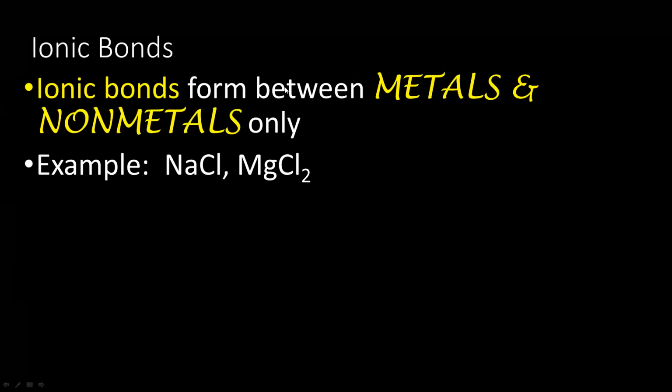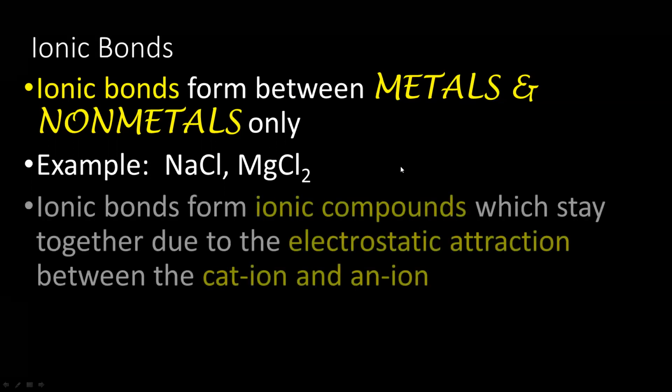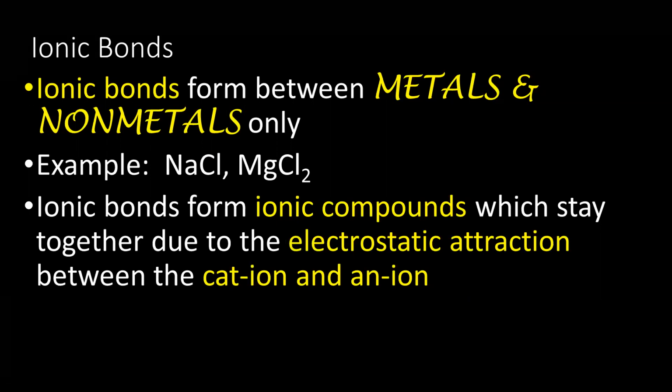Sodium chloride is the biggest example, but we got magnesium chloride as well. They don't all have to be chlorides, but chlorine is in the halogen group because it makes good salt. The ionic bonds form compounds, and keep saying that out loud till you get it, which stay together due to the electrostatic attraction between the cation and the anion. Now, what is fun to say out loud here is electrostatic. You guys should try that out right now.